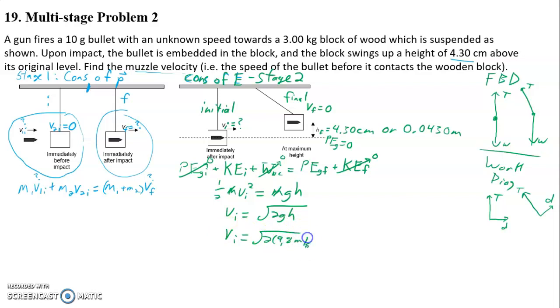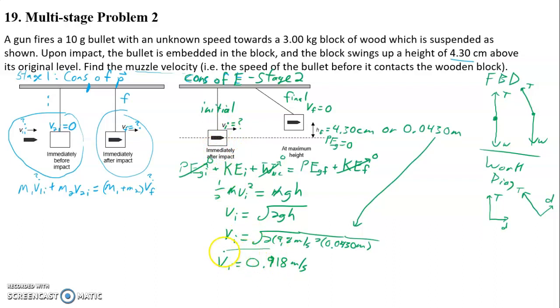And we simply just are going to solve that. And that says 0.0430 meters, which came from here. And this gives us an initial velocity of 0.918 meters per second, so about 2 miles per hour. It was going 2 miles per hour after the bullet plowed into it.